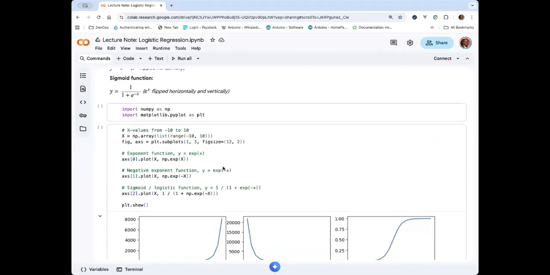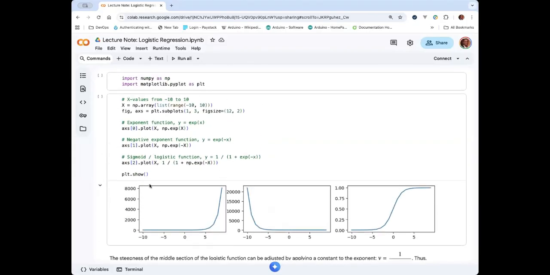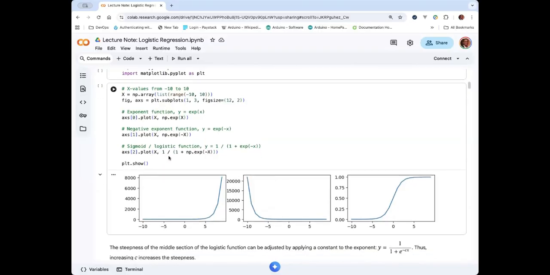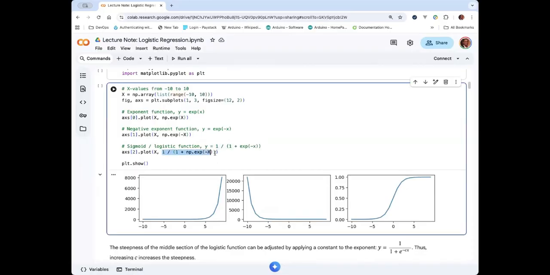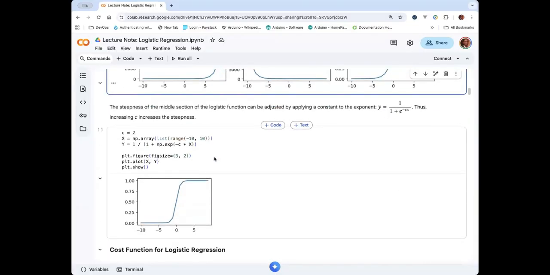So here I basically just tried to demonstrate that. All of this was just me trying to plot this so that you can see how it looks, and that's it. This is not really code that we use for anything, but you will see that the nature of the function is always going to be like this: 1 over (1 plus np.exp(-x)).